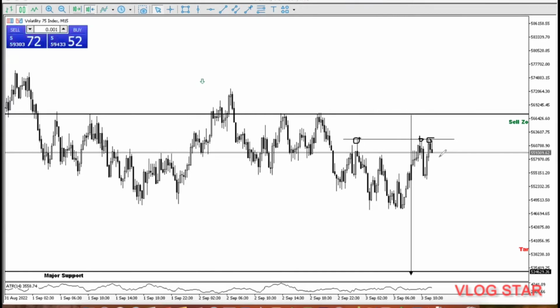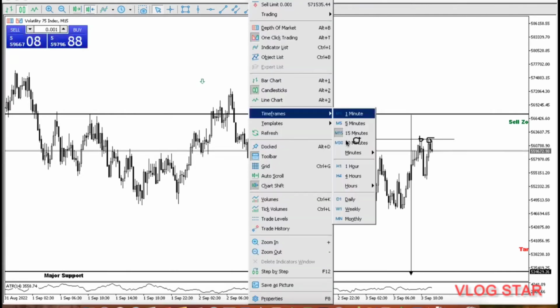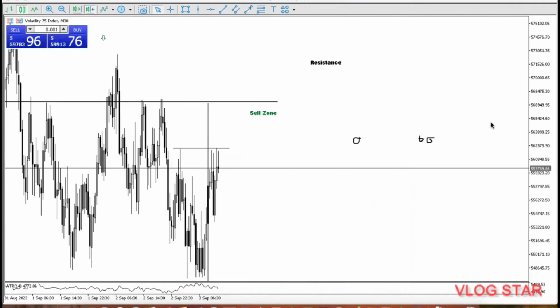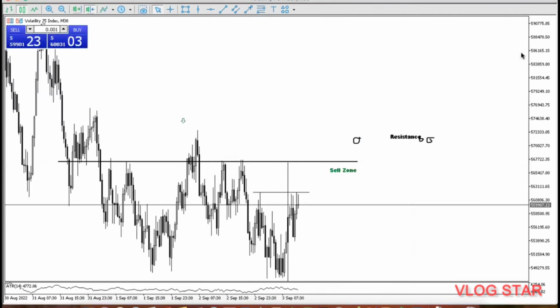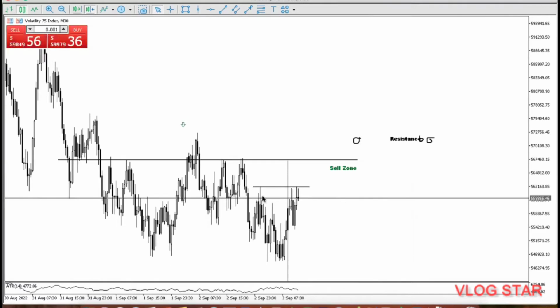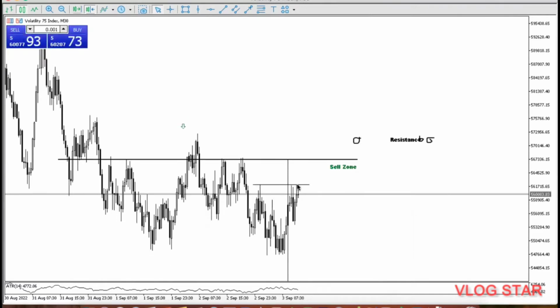But then on 30 minutes, it's a double top. You see? Okay. Yes, yes, yes. Check it. It's good. On 30 minutes, it's a double top. Only 2 wicks reached your level. It's a good trade also here.